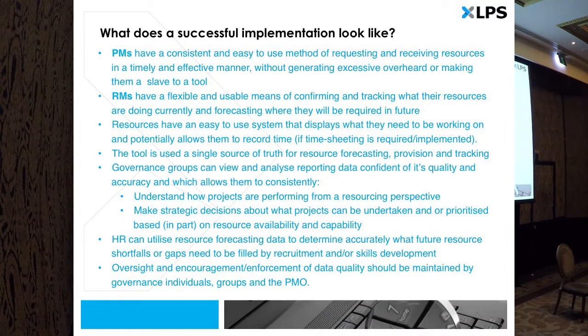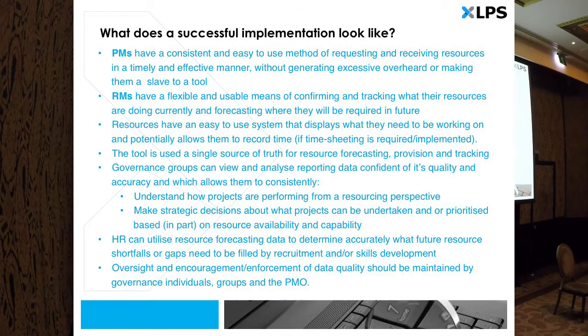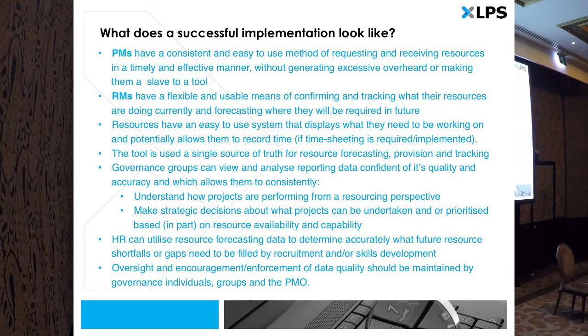And what does successful implementation look like? So, a couple of key points. I'll really just talk about the first two bullet points there. PMs have a consistent and easy method of scheduling. They have a tool that they can use easily, that's flexible, that they can change and track progress, and that they can easily make requests for resources within their system at the defined level of granularity, templates, etc. Resource managers then have a flexible way and a usable way of confirming, in conjunction with the project managers, which resources are required, formalising the provision of those resources, and then being able to track what the resources are actually doing and how they're going from a tracking perspective.